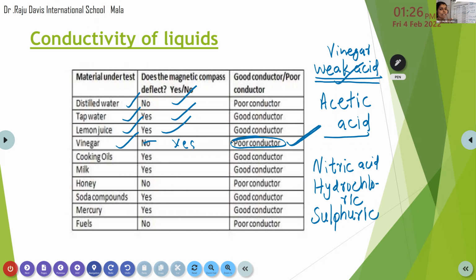What is the difference between a good conductor and a poor conductor? Less electricity passes through poor conductors. A poor conductor passes electricity, but the amount of electricity is less. At that time we can say that it is a poor conductor. Then if it conducts more electricity, at that time we can say that it's a good conductor of electricity.